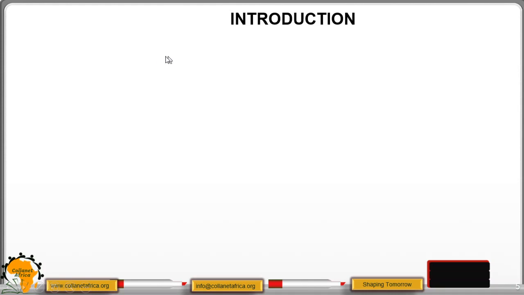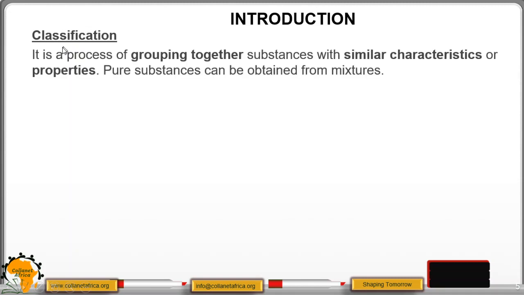Hello students, welcome to our first lesson under classification of substances. We are going to start by classification. What do we mean by classification? It is a process of grouping together substances with similar characteristics or properties.